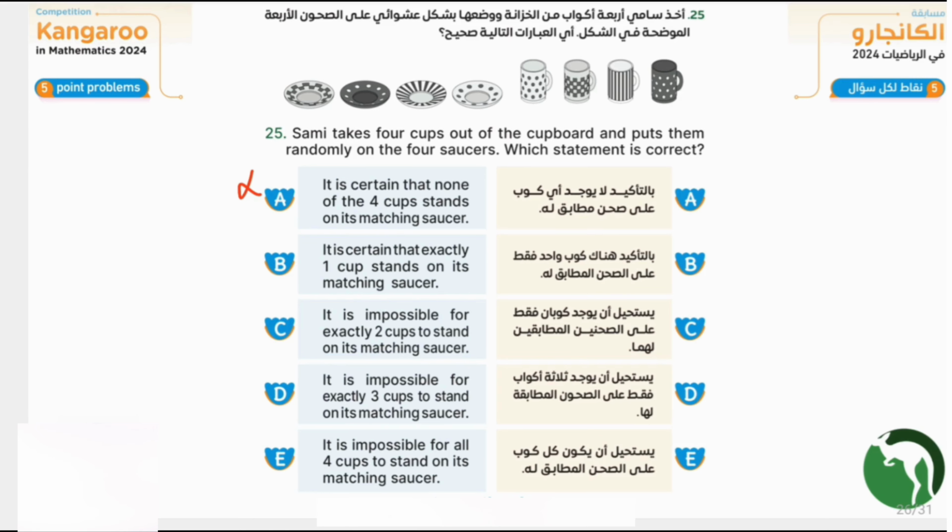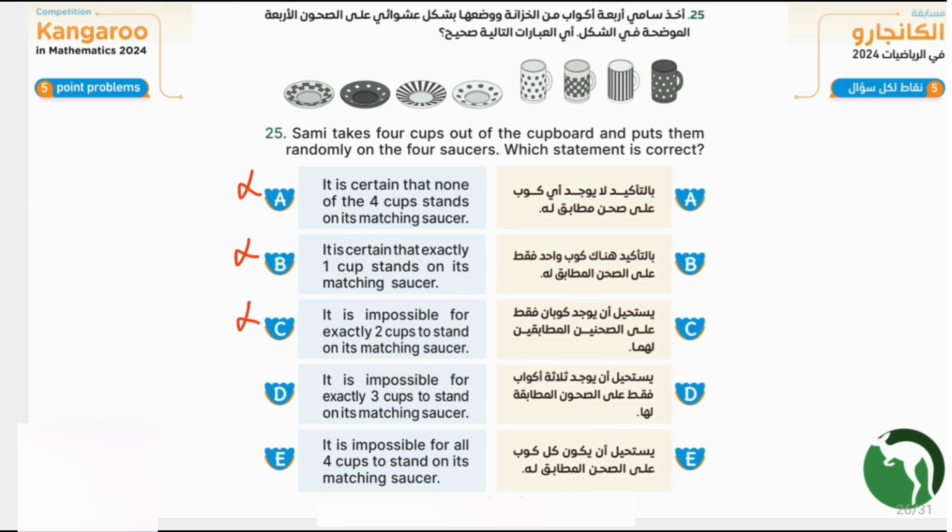It is certain that exactly 1 cup stands on its matching saucer. This one is also not correct. Maybe all of them are not standing on their matching saucers, so this one is also not correct. Now the third one: it is impossible for exactly 2 cups to stand on their matching saucers. This is also not correct, because it's possible for 2 or more to stand on their matching saucers.